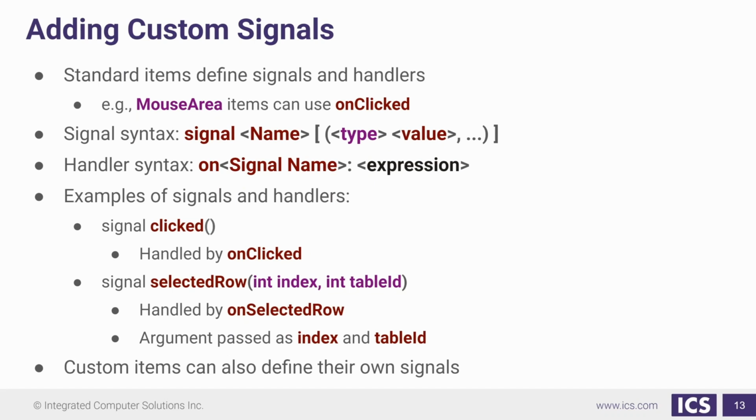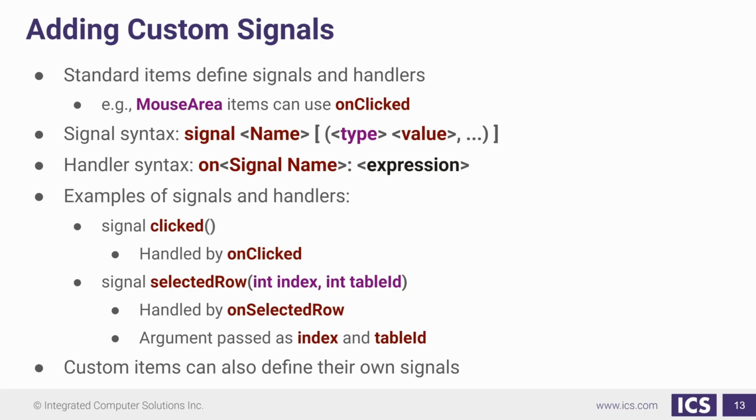The syntax for this is going to be using the keyword signal, followed by a name. And then the rest of it is going to be the function signature. So if we don't have anything, we're just going to open and close parentheses, like you could see in the clicked example. And if we have any variables that we want to pass into those, we'll set them up like a function signature with their type and then a name, comma, type name, and so forth.